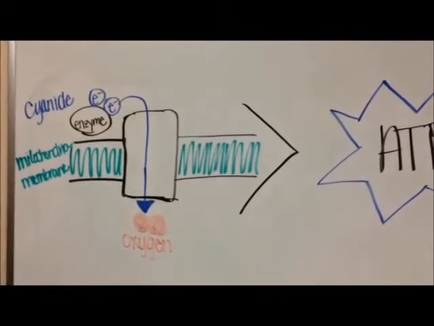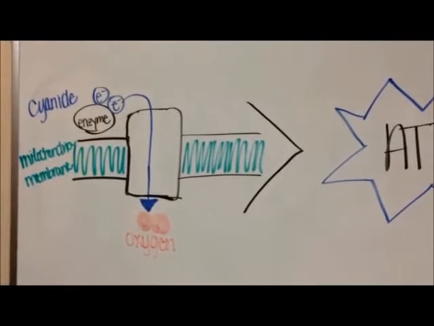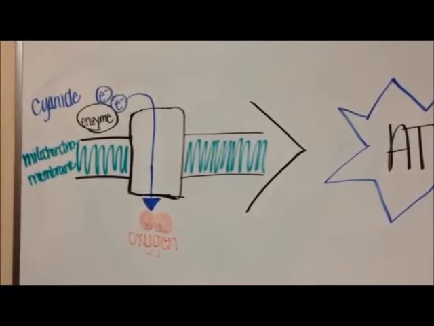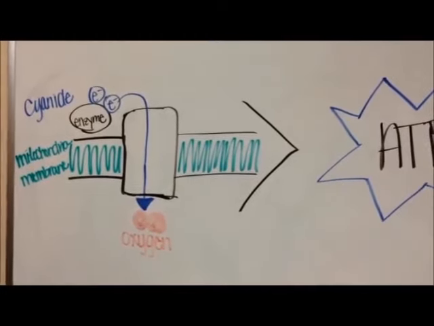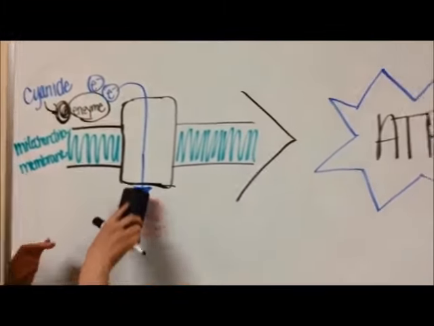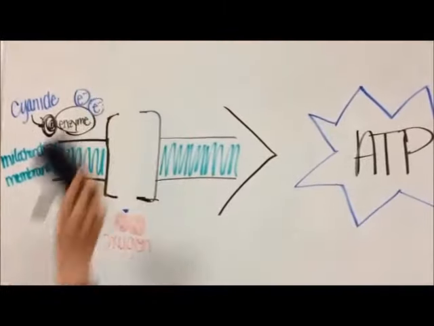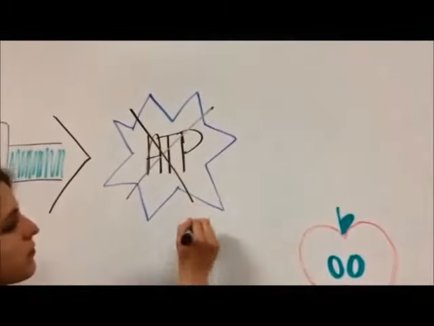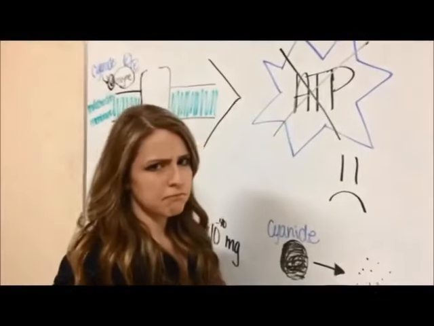So let's review. Cyanide is a toxic chemical because it keeps electrons and oxygen from being used properly. It binds to other important enzymes in the body, keeping the electrons from flowing to oxygen in the electron transport chain. When the electron transport chain stops working, no energy, or ATP molecules, are made. Without ATP, there is no energy for the body to function.